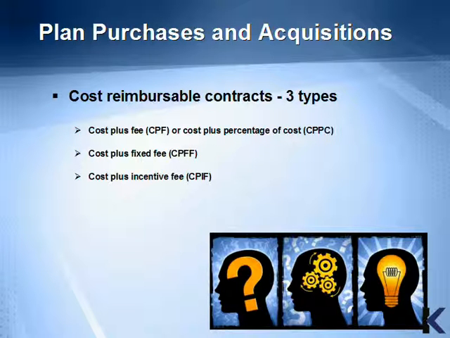There are three types of cost reimbursable contracts: cost plus fee, cost plus percentage of cost, those are both the same thing, cost plus fixed fee, and cost plus incentive fee.